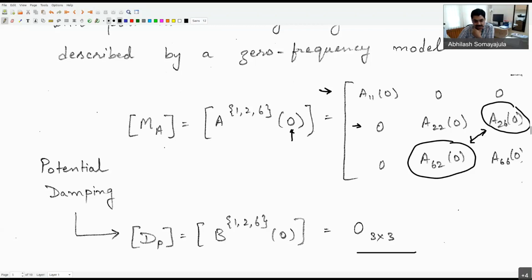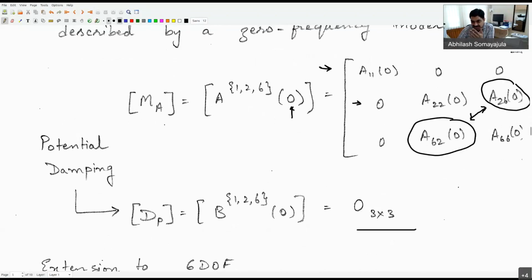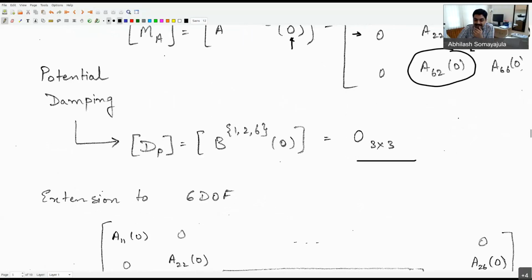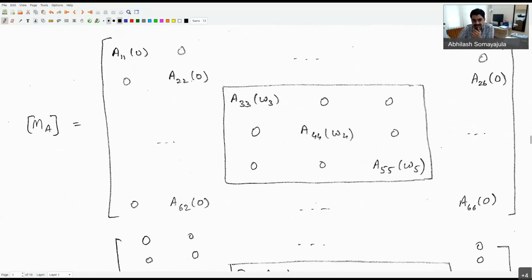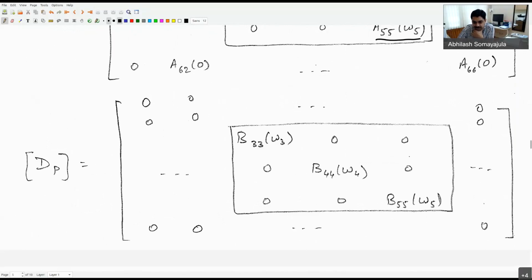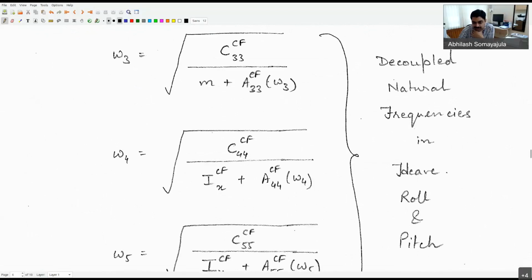Now, suppose I wanted to extend this to 6 degrees of freedom, because I wanted to have the roll, heave, and pitch in there somewhere, then I'll have to be careful. I can assume that the so-called surge, sway, and yaw are at 0 frequency, but the same cannot be assumed for the heave, roll, and pitch. I'll need to consider these values at certain frequencies called omega 3, omega 4, and omega 5, which are nothing but the so-called natural frequencies of heave, roll, and pitch.